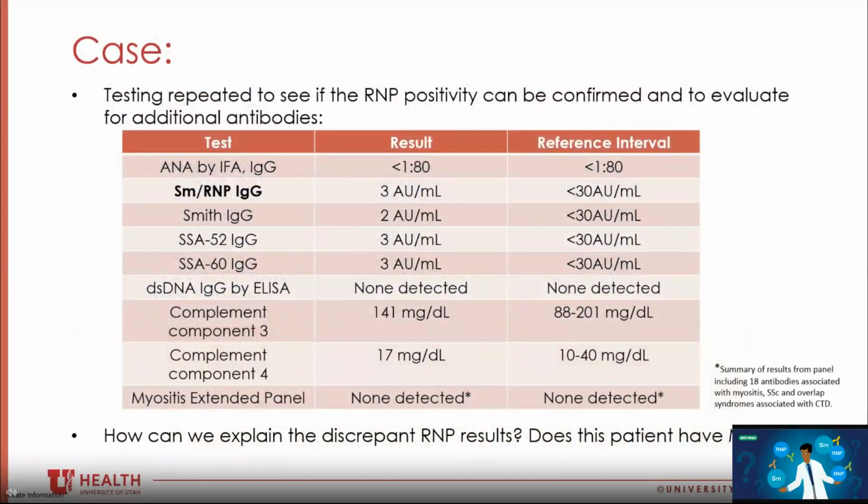Results of repeat anti-RNP antibody testing were negative, as was testing for additional autoantibodies, including ANA by IFA, anti-Smith, anti-SSA52, anti-SSA60, anti-SSB, anti-double-stranded DNA, and an extended panel of autoantibodies associated with myositis. The physician called the laboratory to discuss the contradictory anti-RNP antibody results and whether this patient has mixed connective tissue disease.